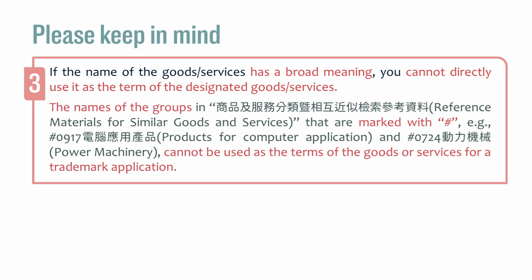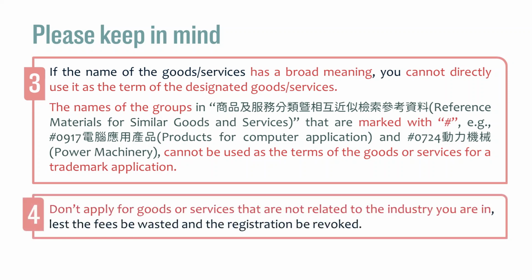Besides that, the names of the groups and reference materials for similar goods and services that are marked with a hashtag cannot be used as the terms of the goods or services for a trademark application, such as 0917, products for computer application, and 0724, power machinery. 4. As we mentioned before, don't apply for goods or services that are not related to the industry you are in, lest the fees be wasted and the registration be revoked.